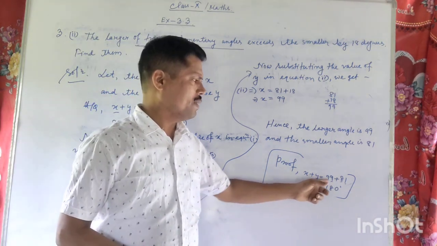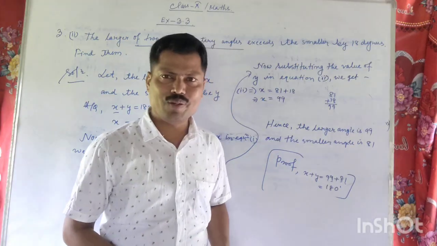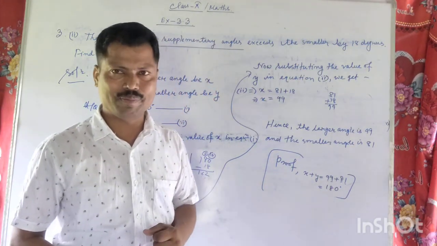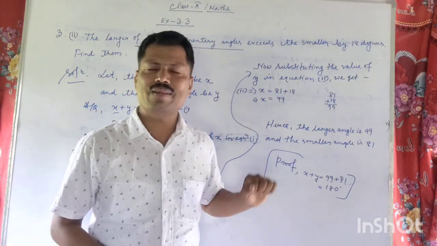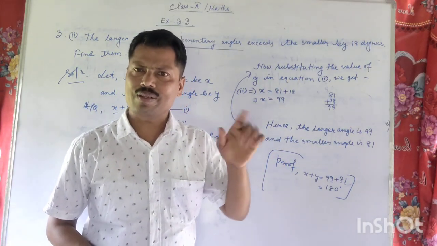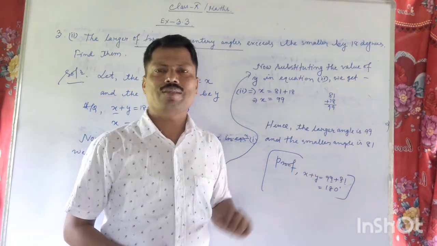Here x plus y is equal to, x value is 99 plus y value is 81. So after adding this, what are we getting here, 180 degree. So supplementary angles measure always what? Sum of supplementary angles is always 180 degree. So our sum is correct.